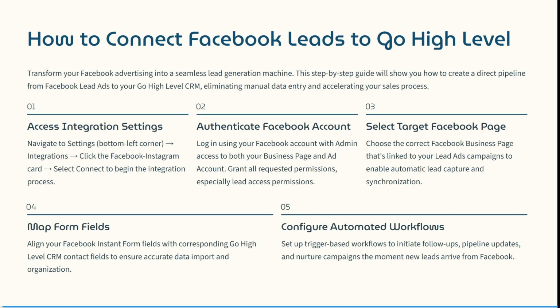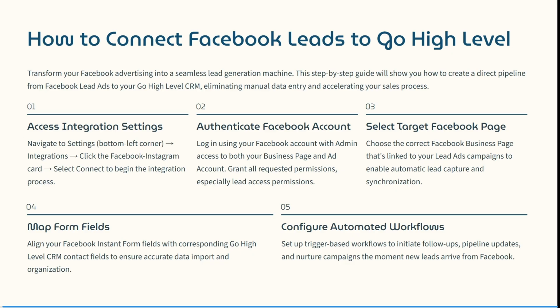process. You need to log in using your Facebook account with admin access to both your business page and your Facebook ad account. Then you need to grant all requested permissions, especially lead access permissions. You then need to choose the correct Facebook business page that's linked to your lead ads campaign to enable automatic lead capture as well as synchronization.